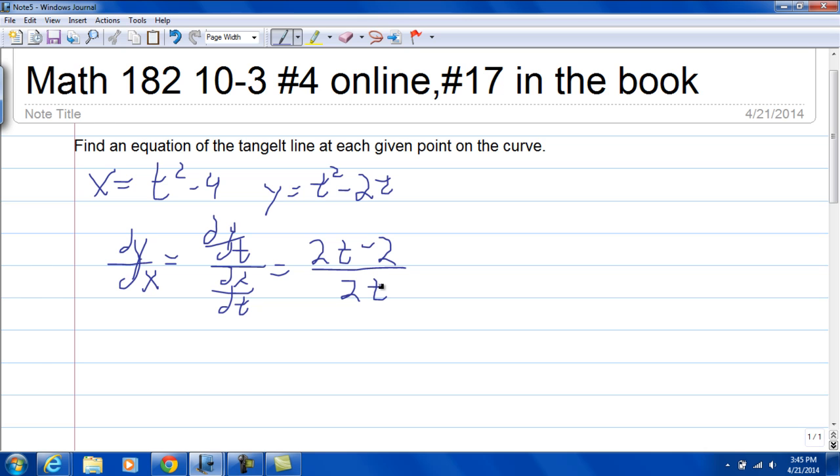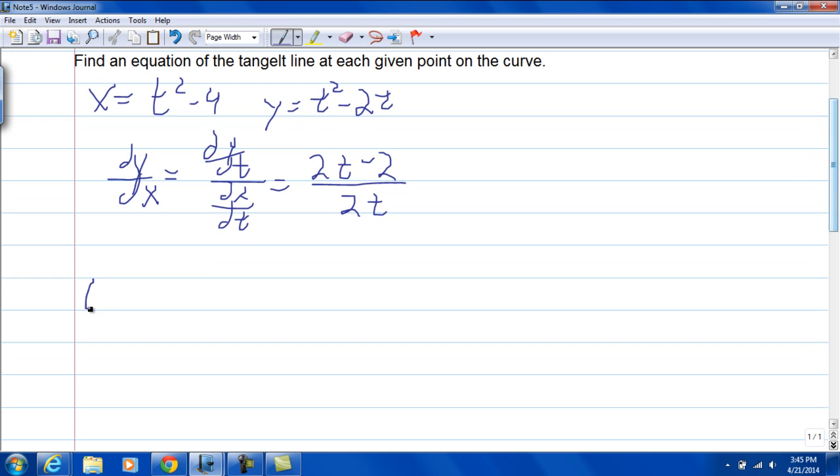So we have a couple of points, actually 3 sets of points. At 0, 0, what's t's value going to be? Just say if x is 0, 0 equals t squared minus 4, so, well, not 0, let's say 4 equals t squared. So we'll say t is 2.